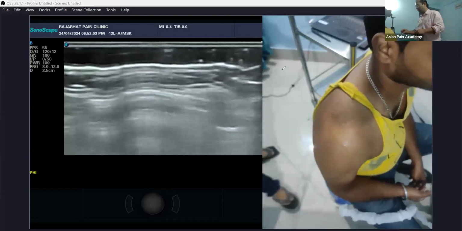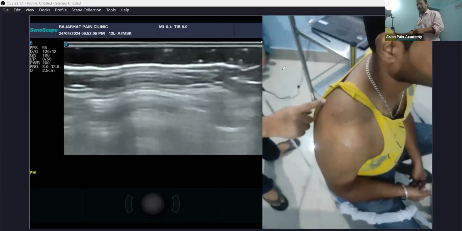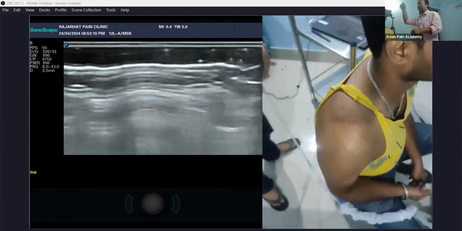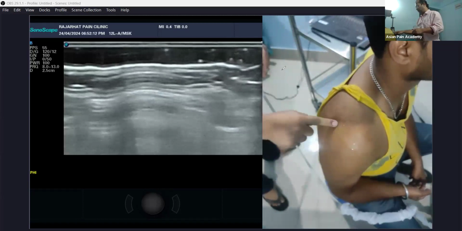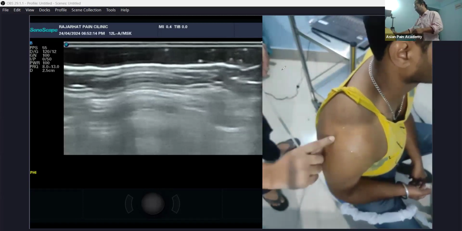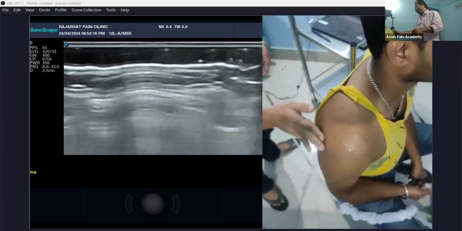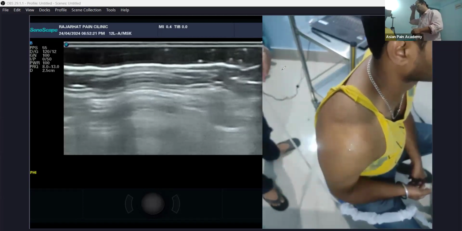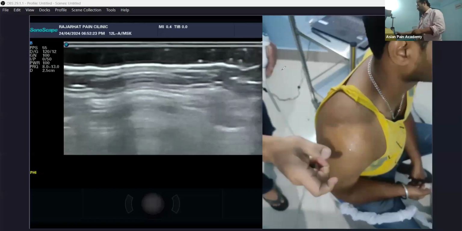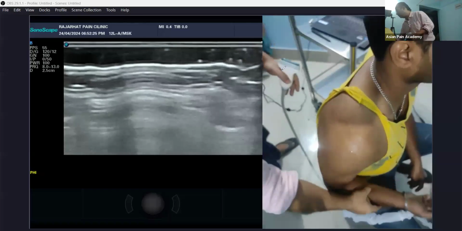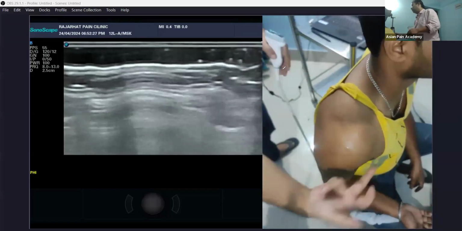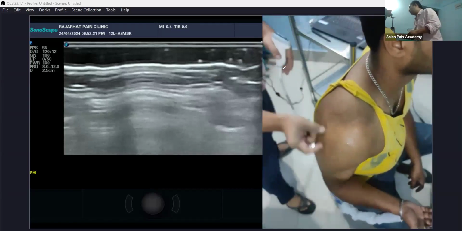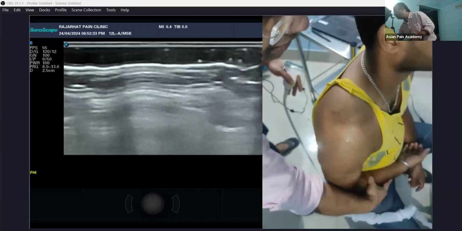Okay, so we know where the infraspinatus is. It starts from the infraspinous fossa, just below the spine of the scapula, and then it goes again to the greater tuberosity like that. And what can we do to see more of the tendon? Earlier, for seeing the subscapularis tendon, we did external rotation. Here to see the infraspinatus tendon, we will do the opposite, internal rotation.